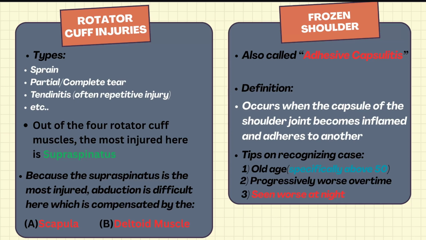Now, tips to recognize a case of frozen shoulder: old age, specifically above 50, because this is the age where people might get frozen shoulder, and it progressively worsens over time. The longer you wait without it being treated, the worse it gets, and it's seen worse at night.